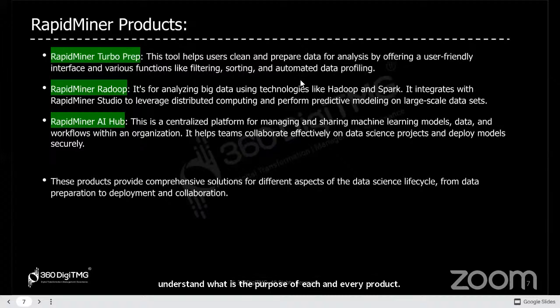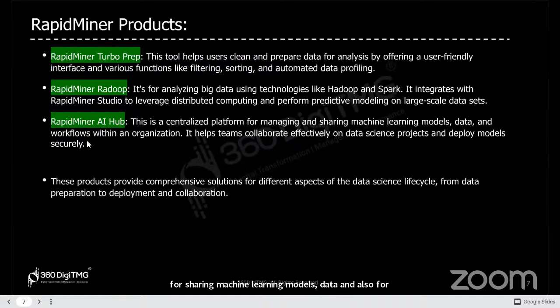RapidMiner Hadoop allows users to leverage distributed computing to analyze massive amounts of data efficiently. As we talked about, there is a feature called scalability, meaning RapidMiner can handle larger and complex datasets also. There is one product present for that, which is RapidMiner Hadoop, basically used for analyzing big data using technologies like Hadoop and Spark. And the last one that we have is RapidMiner AI Hub. This is a centralized platform for managing and sharing machine learning models, data, and workflows within an organization.